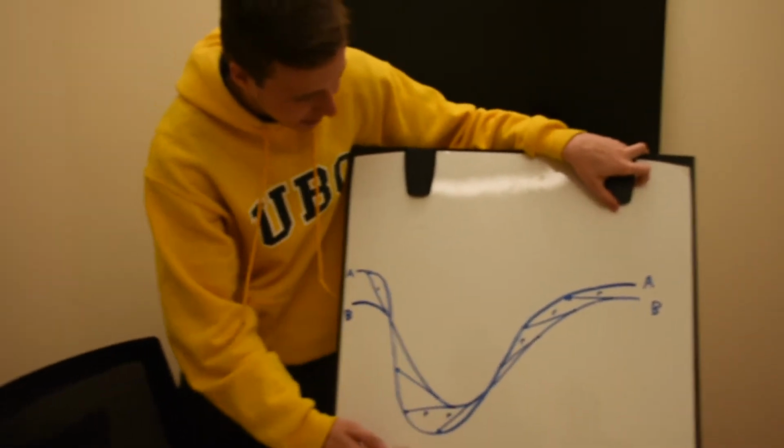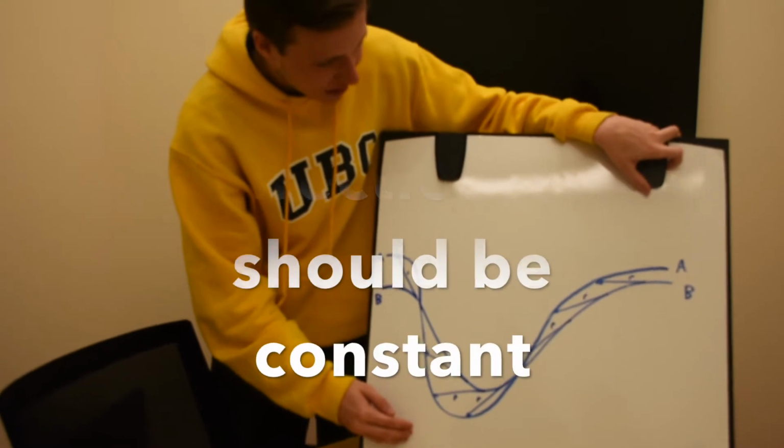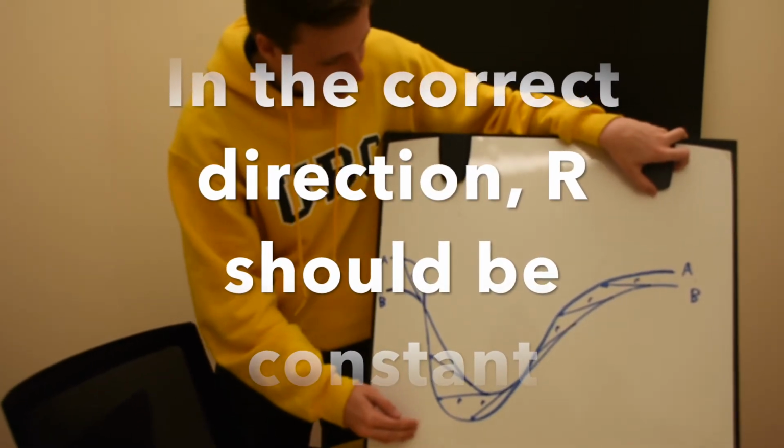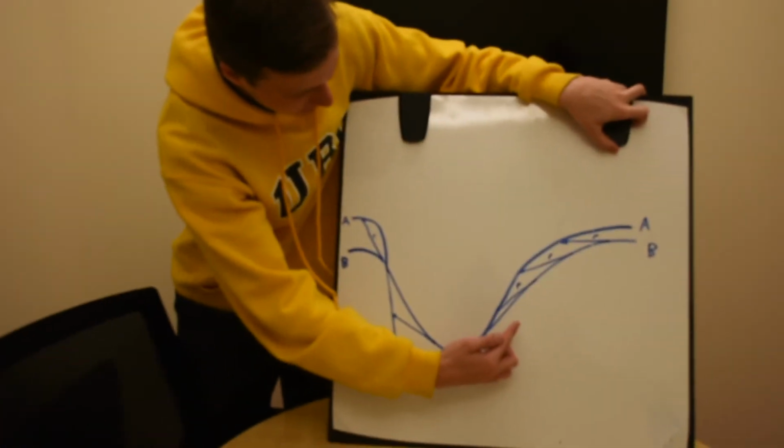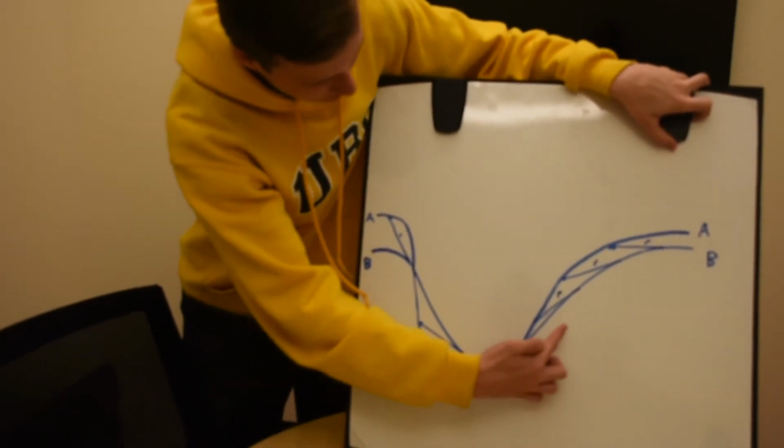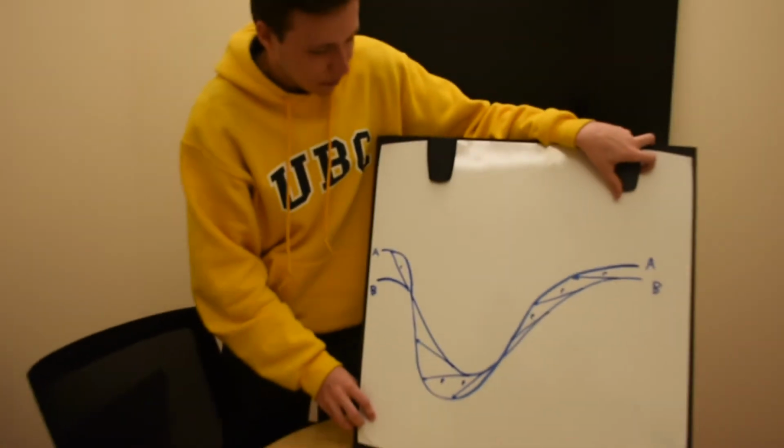and the distance between the B and the A track should be the exact same at all instances in the correct direction. As we can see, the distance is only the right length, or r, when you're going from right to left, which means the bike is traveling from right to left.